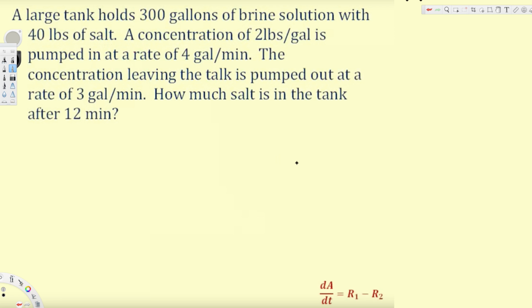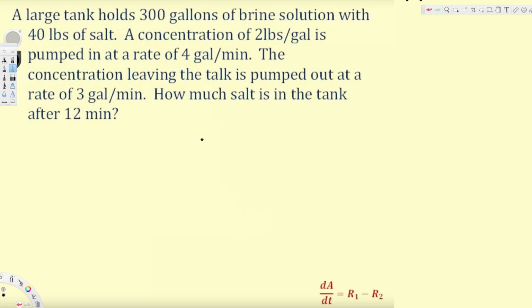Guys, in this video we are going to see an example on application of first order differential equations in mixing concentrations. Let's look at this problem right here. This question is asking: a large tank holds 300 gallons of brine solution with 40 pounds of salt. A concentration of 2 pounds per gallon is pumped in at a rate of 4 gallons per minute.